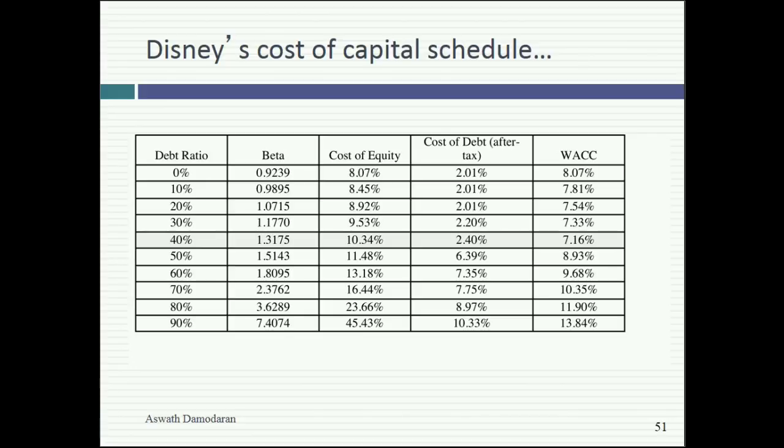Also, notice that I've done this in 10% increments. I could actually set up this spreadsheet to give you the optimal debt ratio to the second decimal point, right? Because all you need to do is set up the spreadsheet to solve for the cost of capital, and it'll do it. Why am I not doing that?